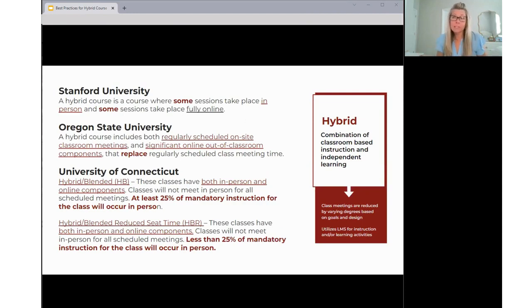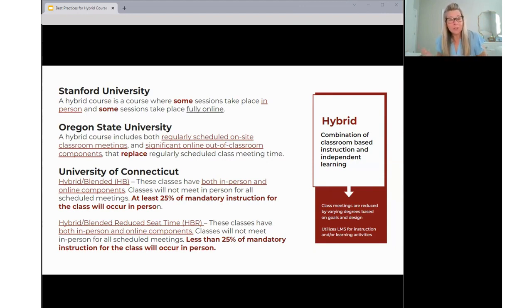So, some various ways that universities define hybrid. From Stanford University, they say that a hybrid course is where some sessions take place in person and some sessions take place fully online. So a very broad definition. There are no specifics other than sometimes during the week, a student will be meeting in person, and sometimes during the week, some sessions will take place fully online.